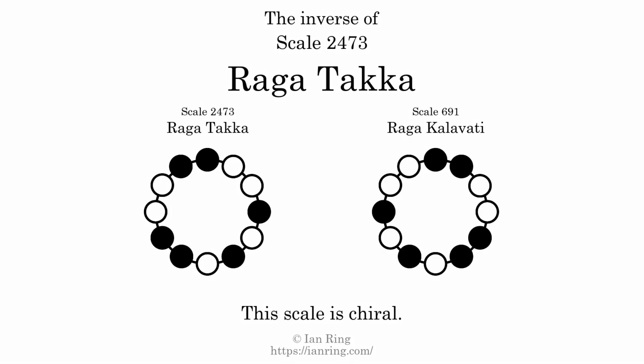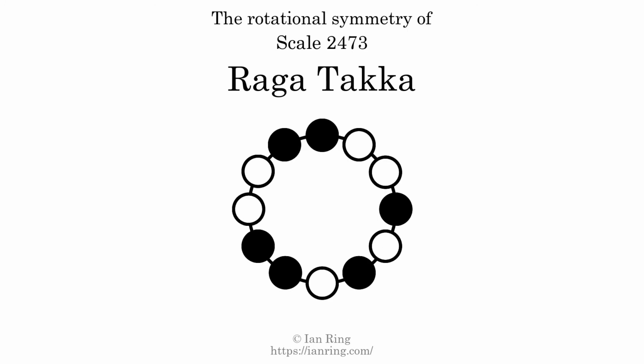The inverse of a scale is a mirror image. It is what you get when the sequence of intervals is reversed. The inverse of this scale is scale 691, also known as Raga Takka. This scale is chiral. It cannot transform into its inverse by rotational transformation. This scale has no rotational symmetry.